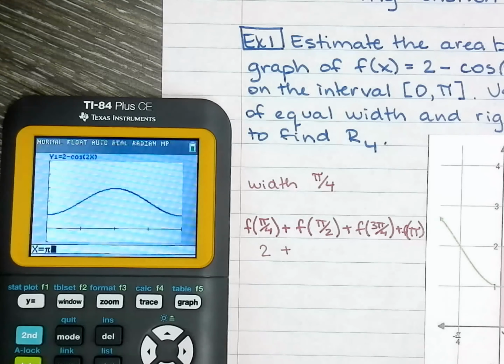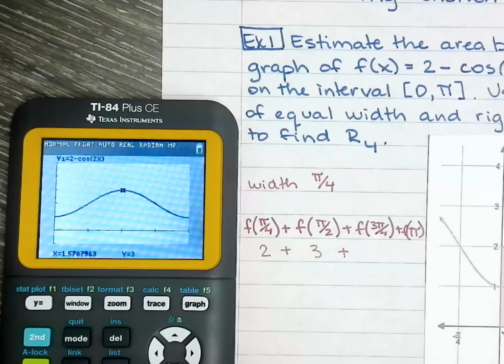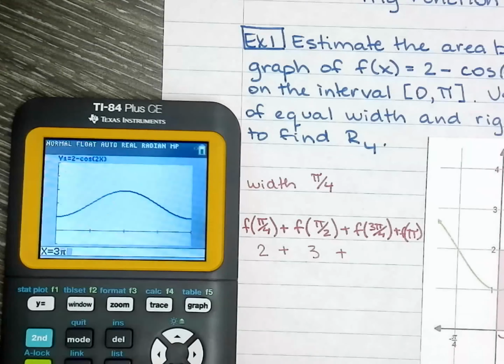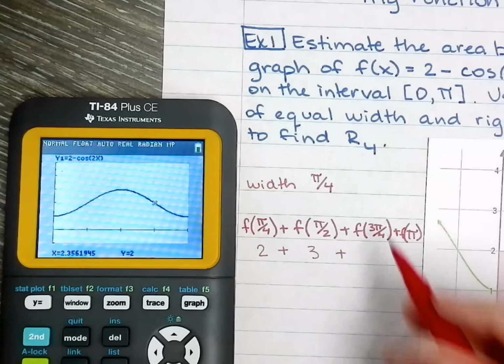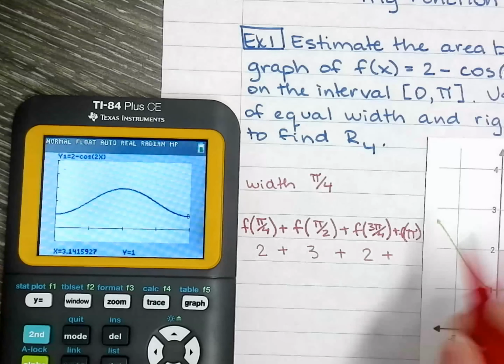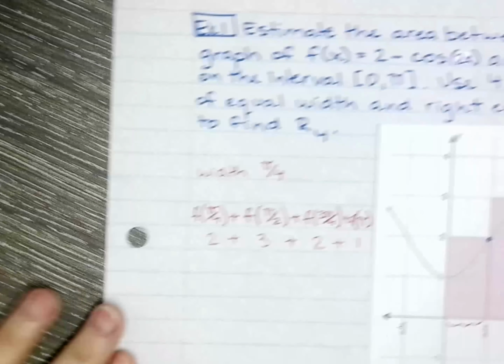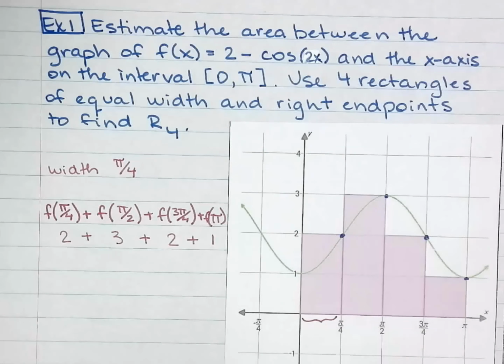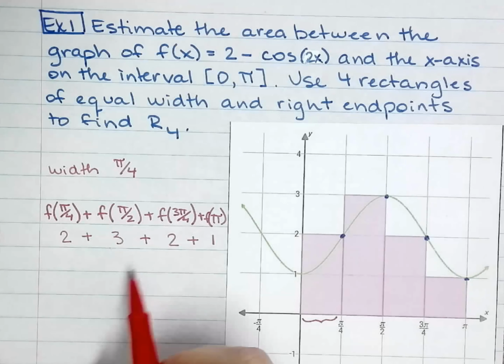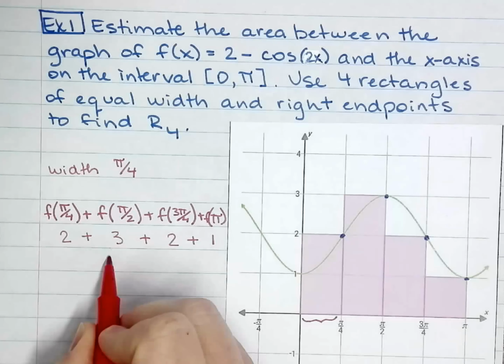Pi over 2, I get 3. 3 pi over 4, I get 2 again. And pi, I get 1. Okay. Now if I add them all up, 8.